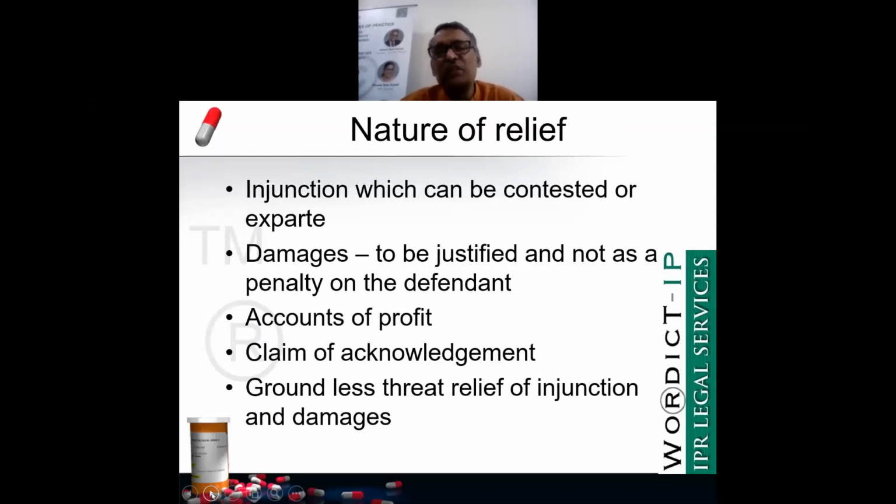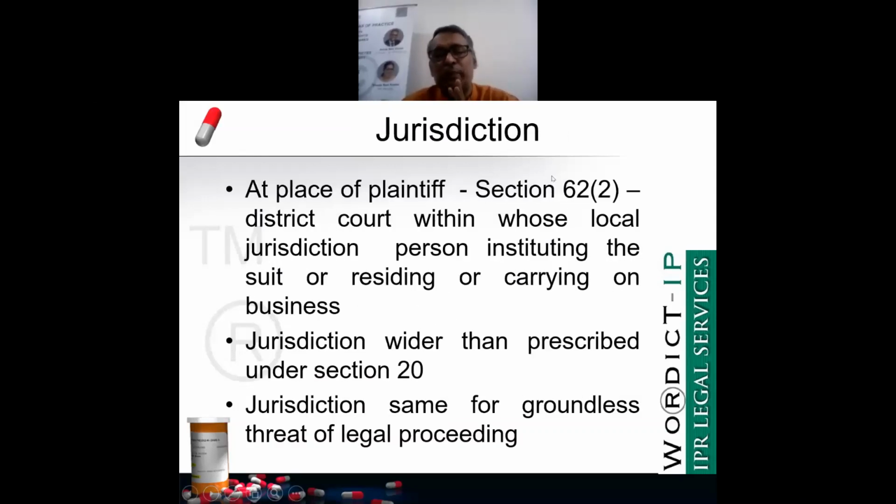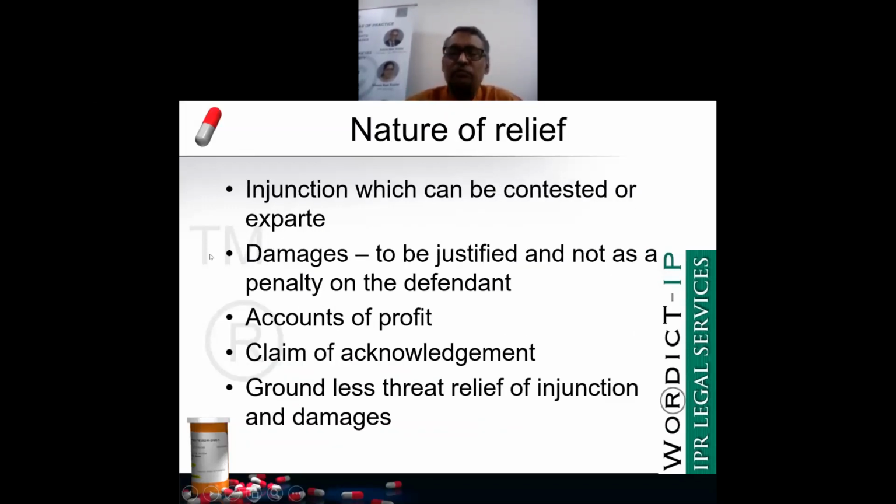Now, nature of reliefs: injunction at the ex parte stage or at the contested stage. Damages have to be justified. When you seek damages, you need to say, look, he has printed about 600 books of the story which I wrote. He sold each book at the rate of 120 rupees. 120 into 600 is what I need to get as damages. So it has to be very justified. It cannot be a penalty on the defendant.